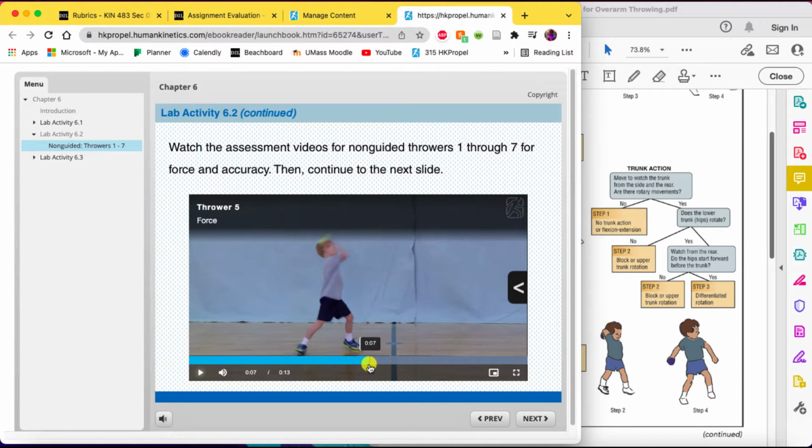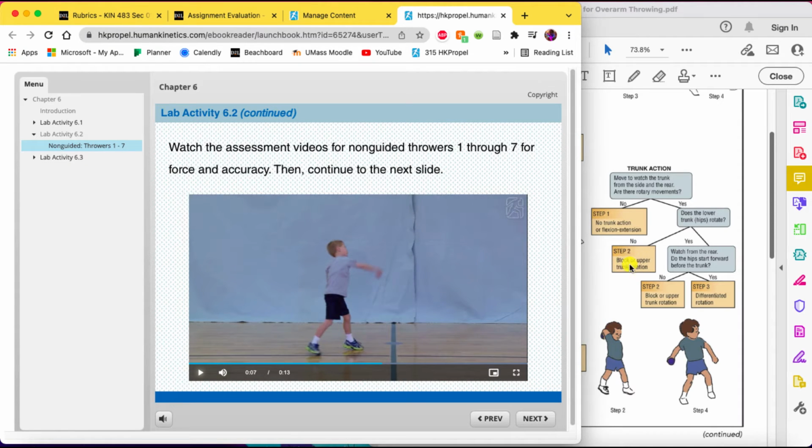Okay, and we can notice if you line up right about here, if you look at how his shoulder and his hip move together, they rotate pretty much at the same rate, right? So that would classify us as a step 2 with blocked rotation because the trunk and the pelvis are moving as a single unit.